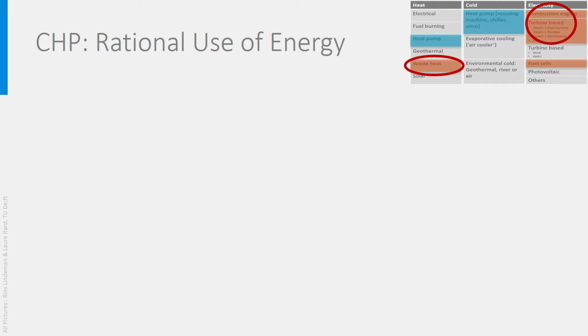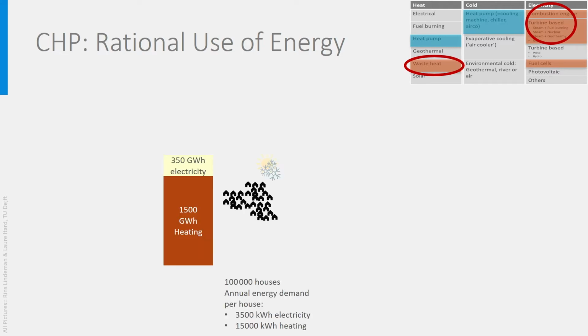This will be illustrated on the example of a fictive city of 100,000 households located in a moderate cold climate needing heating. We assume that on average each house has a heating demand of 15,000 kWh and an electricity demand for appliances and lighting of 3,500 kWh. In total, the city therefore asks for an annual 1,500 GWh heating and 350 GWh electricity for lighting and appliances.